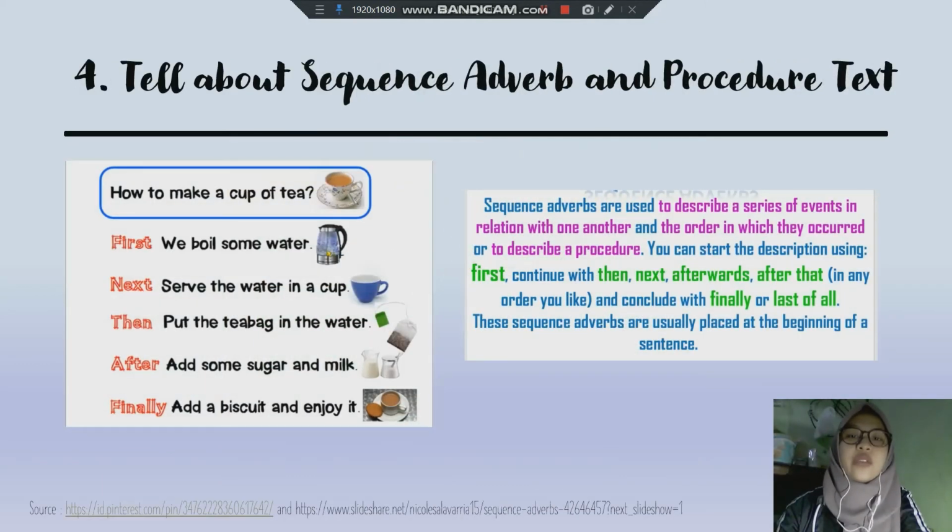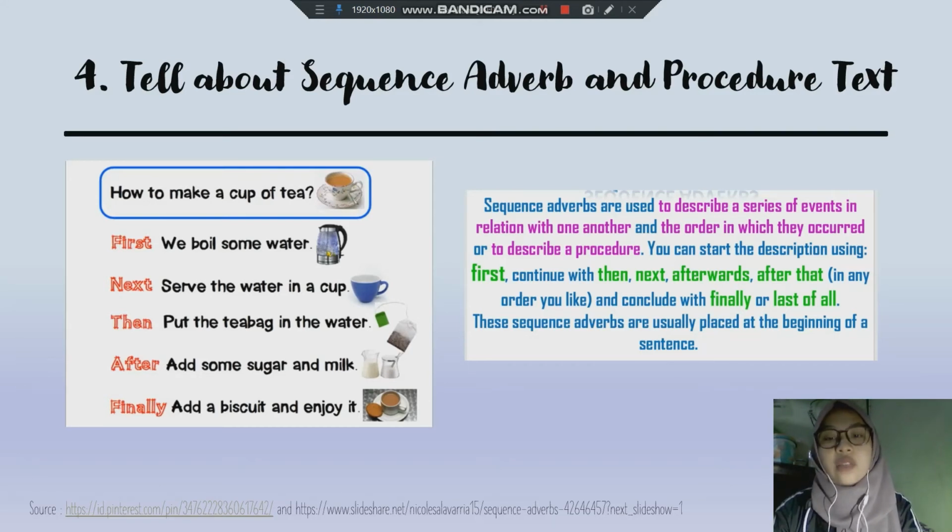4. Sequence of verbs and procedure text. Sequence of verbs are used to describe a series of events in relation with one another and the order in which they occurred, or to describe a procedure. You can start the description using first, continue with then, next, afterward, after that, in any order you like, and conclude with finally or last of all.